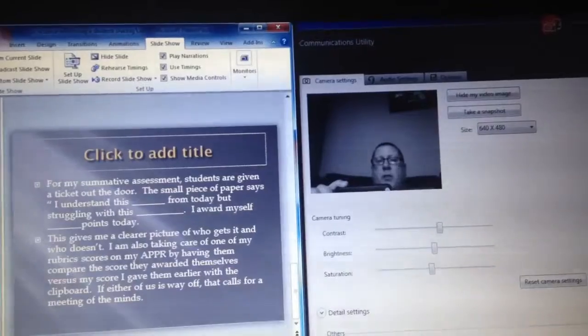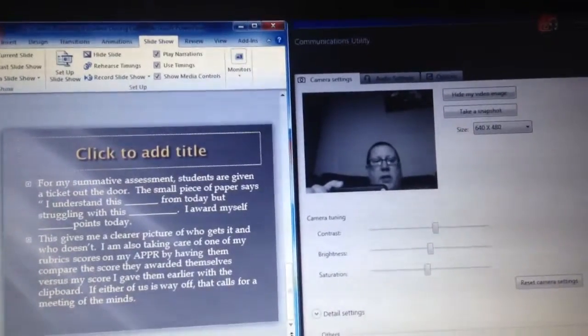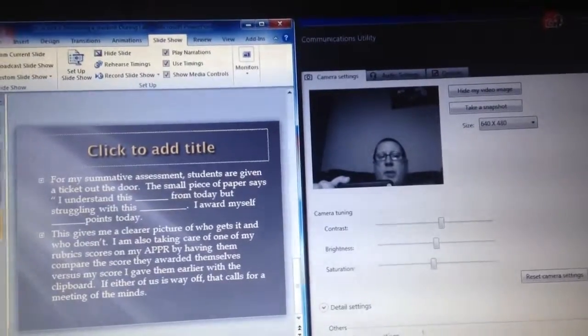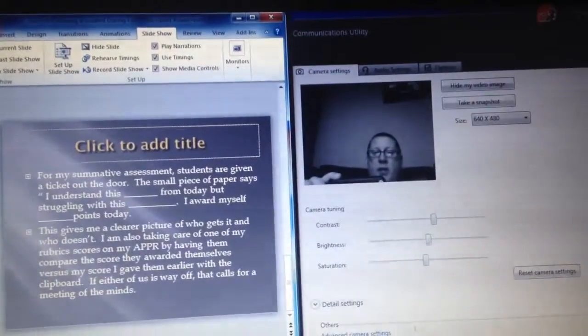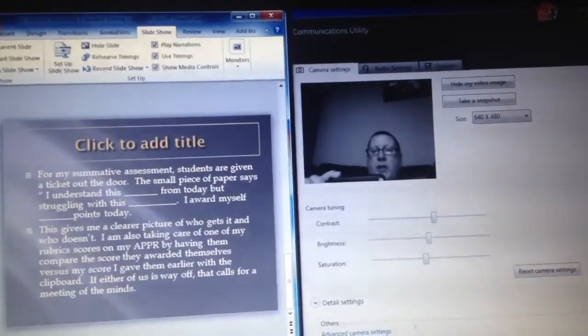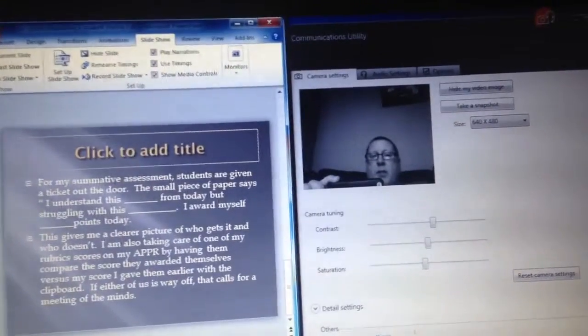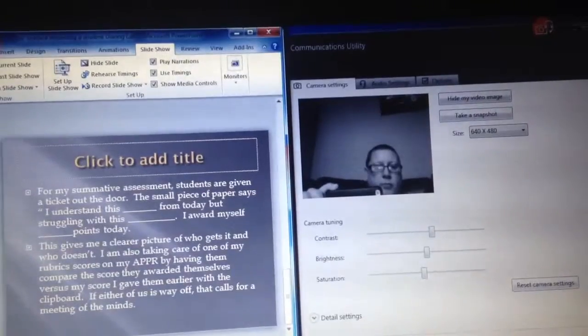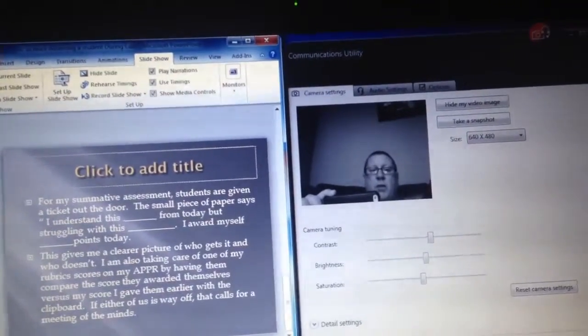Okay, and for my summative assessment at the end of all this, students are given a ticket out the door. It's a small piece of paper that says, I understand this from today, but I'm struggling with this, and I award myself this many points. This gives me a clear picture of who gets it and who doesn't.